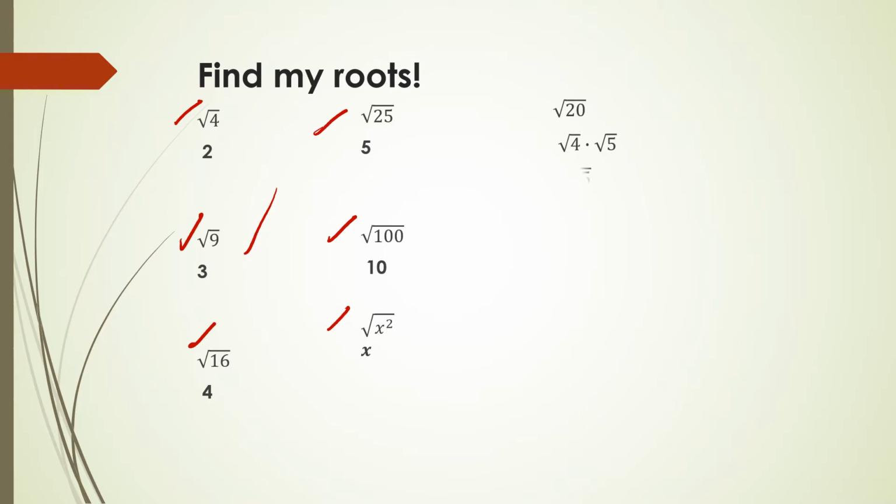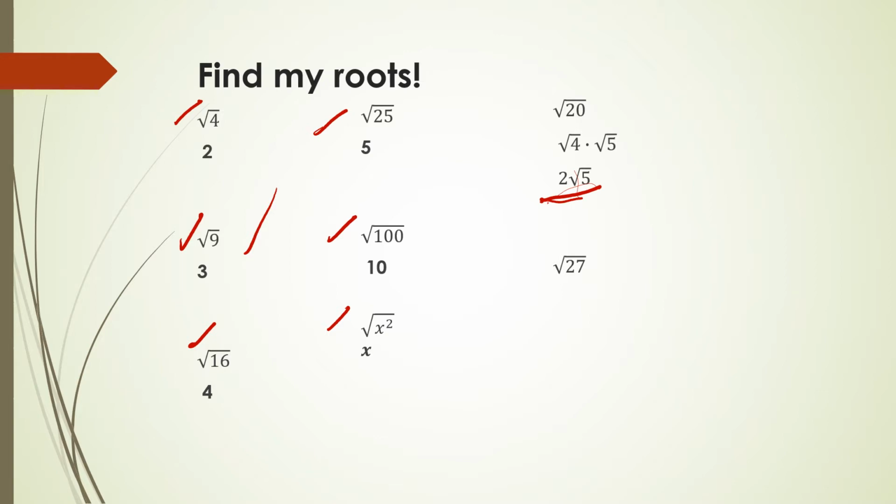Square root of 4, that is 2. And 5 is not a perfect square. So, dun lang siya sa loob ni square root sign. So, you have 2 square root of 5 as your answer for this. Okay? Next.